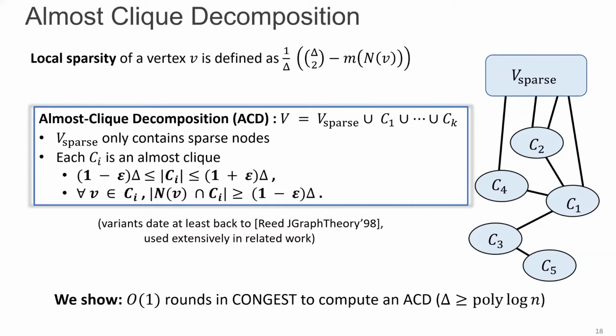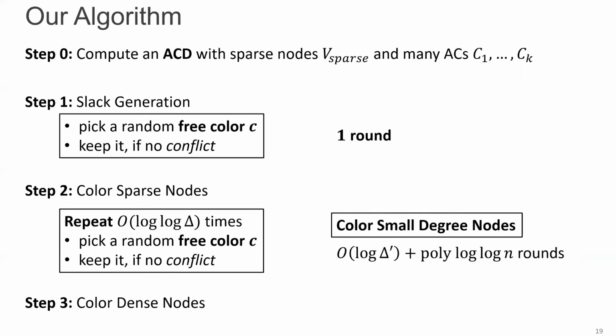But we can show that you can also compute such a decomposition with high probability in the CONGEST model in a constant number of rounds, at least if the maximum degree is large enough, sufficiently large polylog n. And given this decomposition, I can already state most of our algorithm, because our algorithm just has these 3 steps, or actually it's 4 steps.